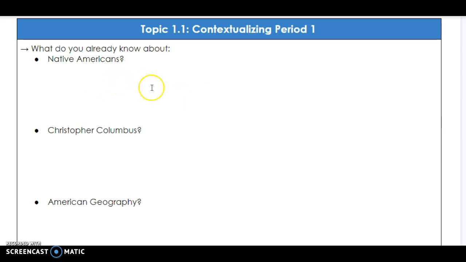So go ahead and fill out what you know about Native Americans, Christopher Columbus, and American geography at this point. You don't need to be super specific, but be as specific as you can. So if you can name Native American tribes, go for it. You can name a movie where you saw Native Americans or they played a role, go for it. Whatever you can put down, go ahead and jot down, because in a schema activity, we're just trying to activate your mind around a topic. So just kind of get things going.